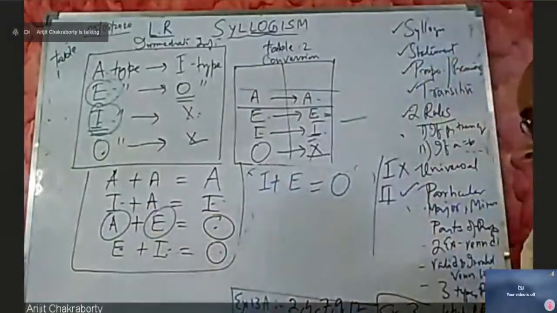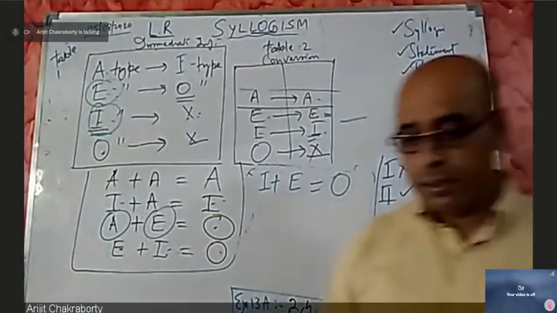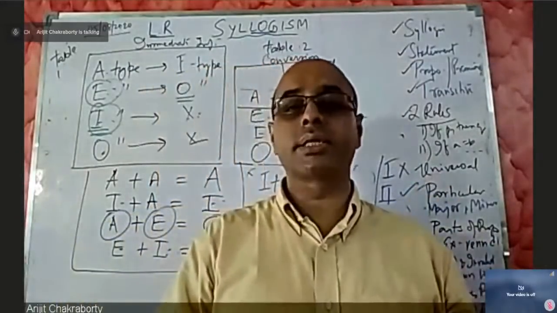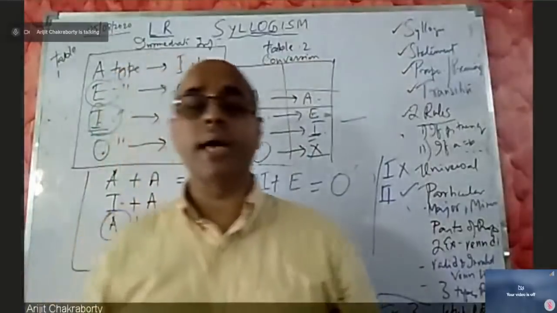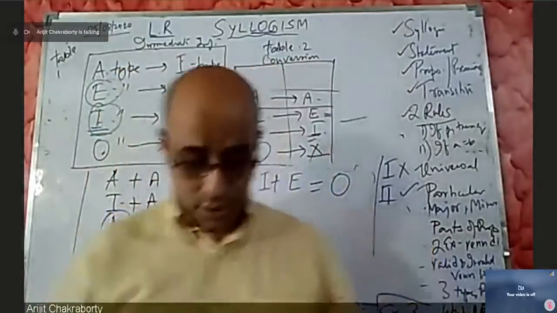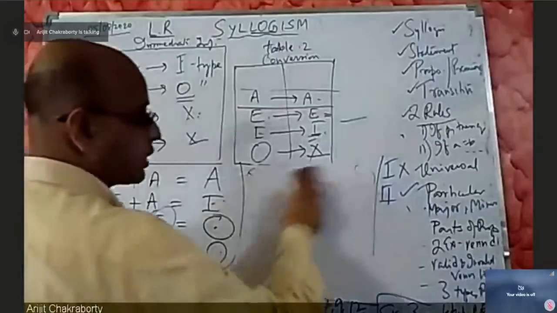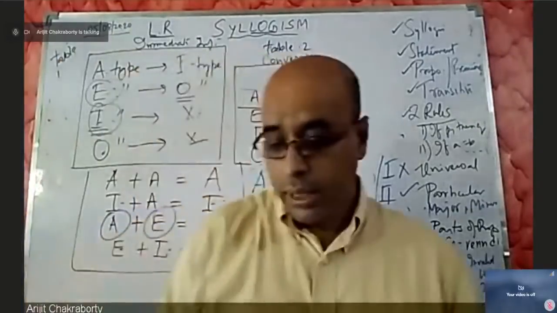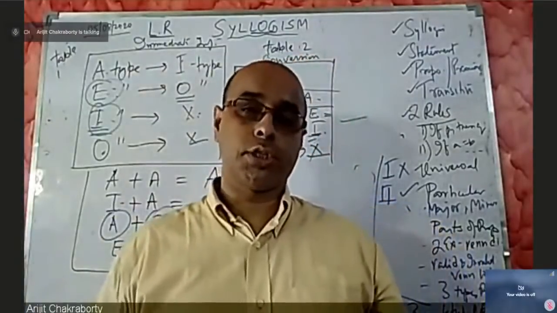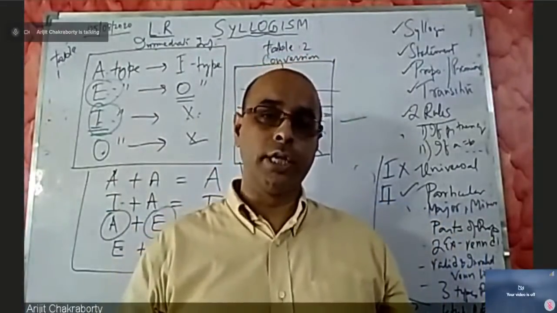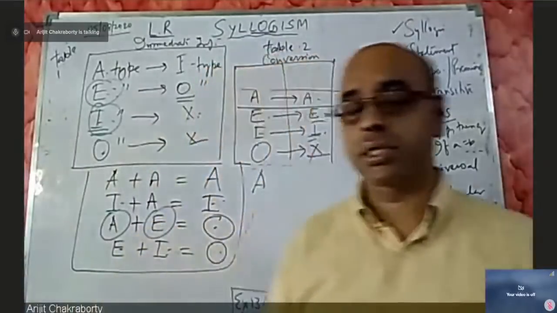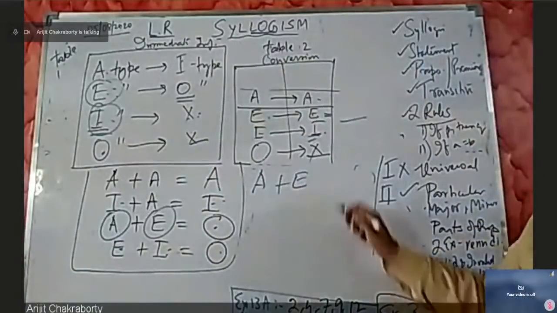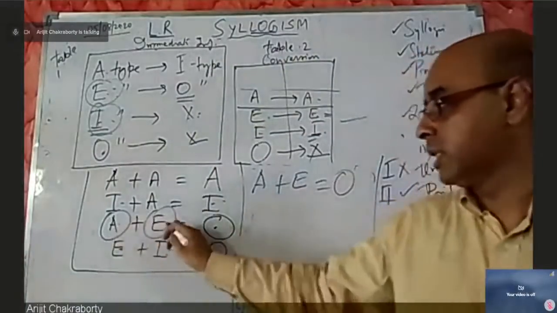We go to the last one, that is 25. First proposition is all scientists are hardworking. You can see, all scientists are hardworking. What type of proposition? It's an A type. The second proposition is no scientists are superstitious. So it is an E type. So A plus E, this normally will give me O.